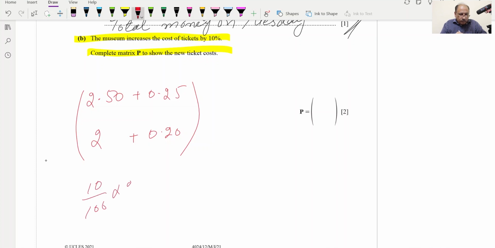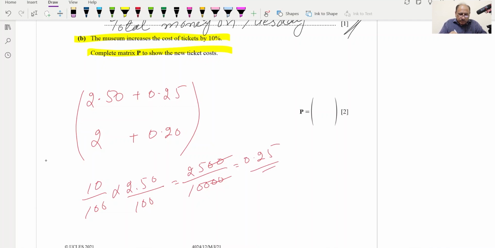We can calculate also. 10% of 2.50 will be what? To remove the decimal, we can multiply by 100, and then we can cancel. So it will be 250 over 1000, and two zeros will be cancelled, and this will be 0.25. This is how we have calculated this, and you can calculate this as well.